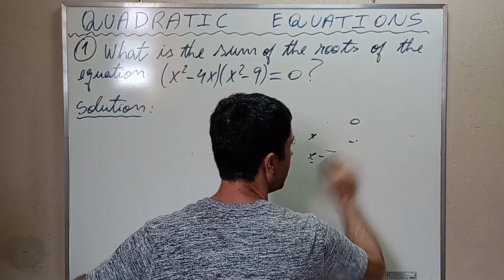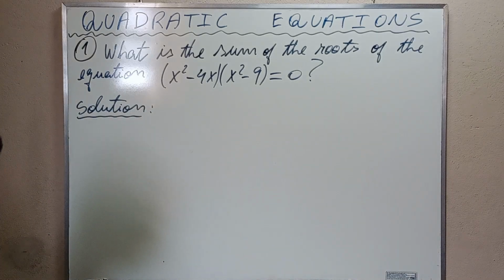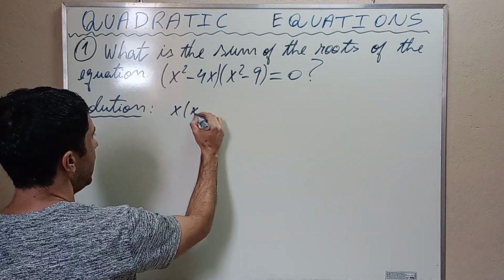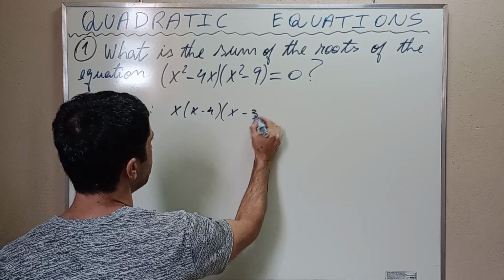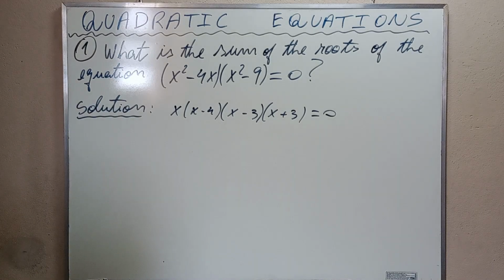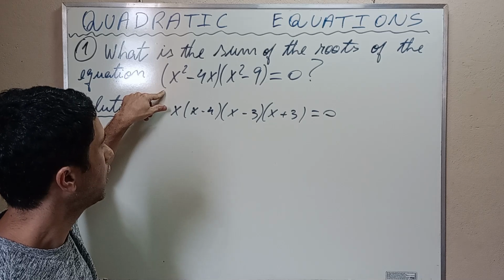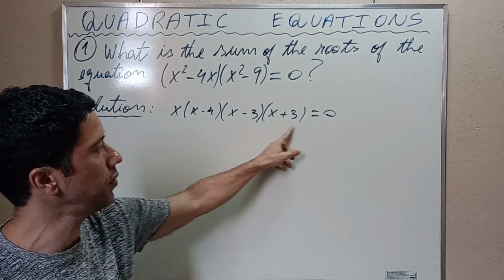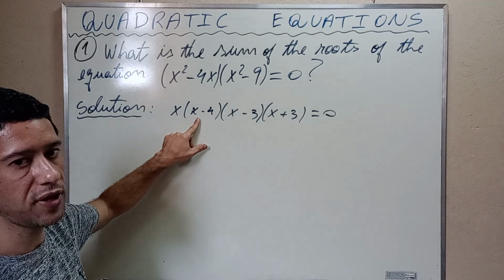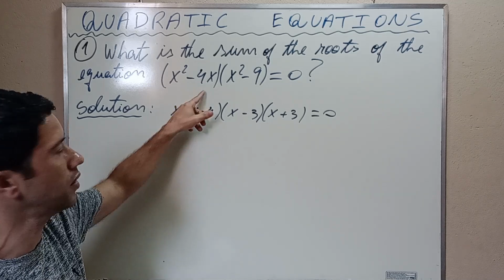Thus, the original equation can be rewritten as, let me erase here, and you see how to write an equation in terms of its roots. We can write this like this: x times (x minus 4) times (x minus 3) times (x plus 3) equal to 0. If we had carried out this product here, we would find the same as performing this multiplication here, okay? The difference is that this polynomial here is written in terms of its roots, and here not.